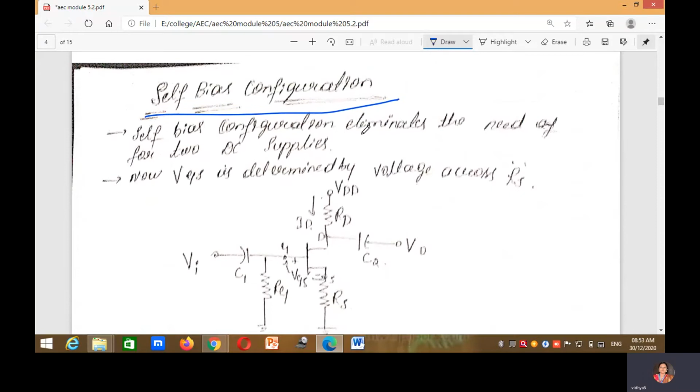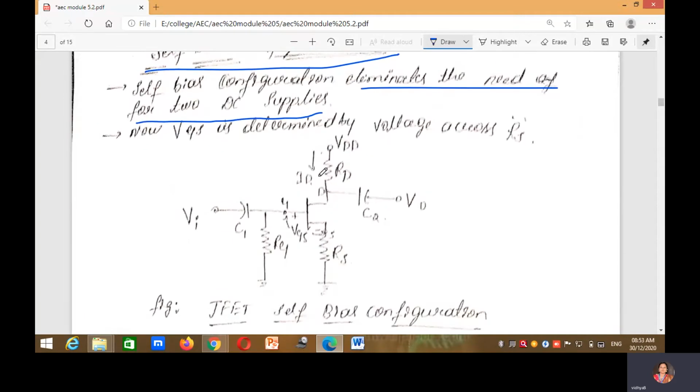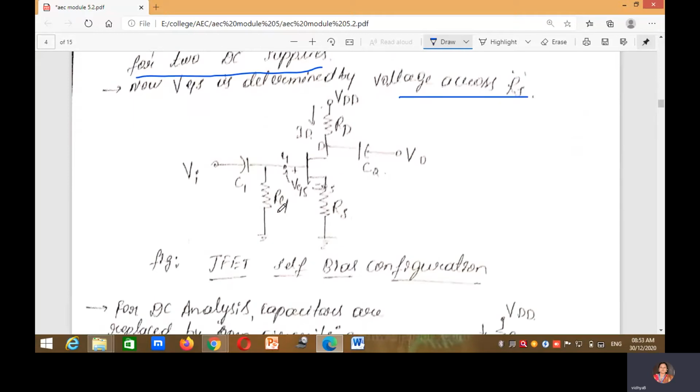Self-bias configuration eliminates the need for two DC supplies. Okay. Self-bias configuration, what it will eliminate? The need for two DC supplies. No need of two DC supplies. Now VGS is determined by the voltage across RS. How can we determine VGS? By the voltage across RS. This is the voltage across RS.